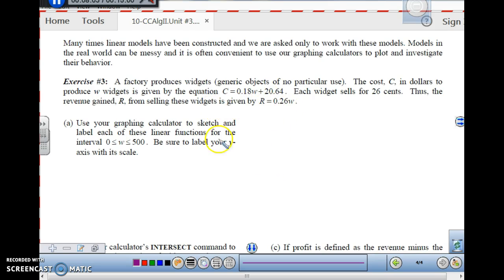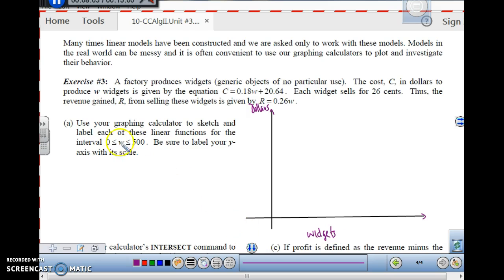Okay, now we are going to graph each of these on the graphing calculator. For some reason, my axes have disappeared here, so let me draw in my axes. So here are my axes, and this is going to be dollars, and this is going to be the number of widgets, which is down here.